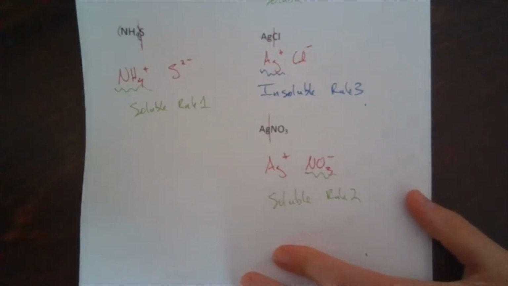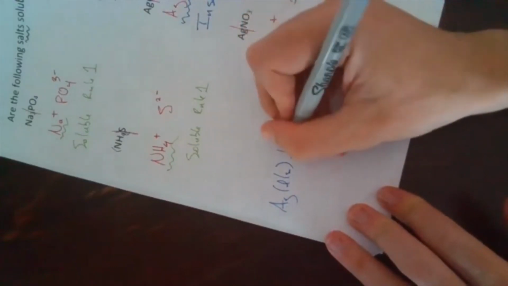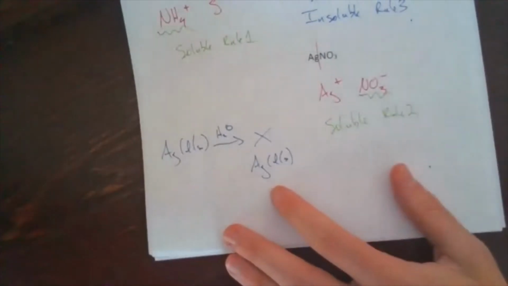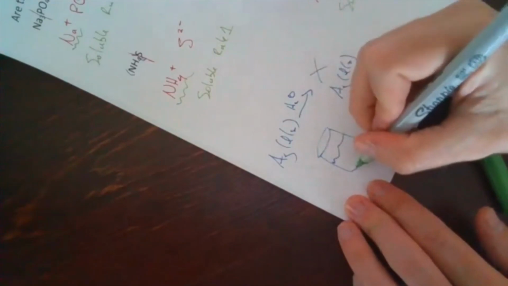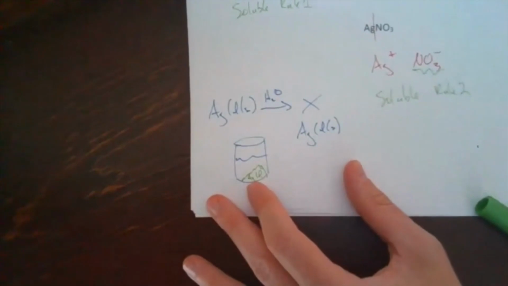So if you had solid silver chloride, it just doesn't become aqueous. If we were to write out silver chloride solid dissolves in water, there's just nothing that happens. We make silver chloride solid, which isn't a process. It just doesn't change. In your beaker, you have your liquid, you add it in, and there would just be a little pile of silver chloride. It does not dissolve, it just stays solid.